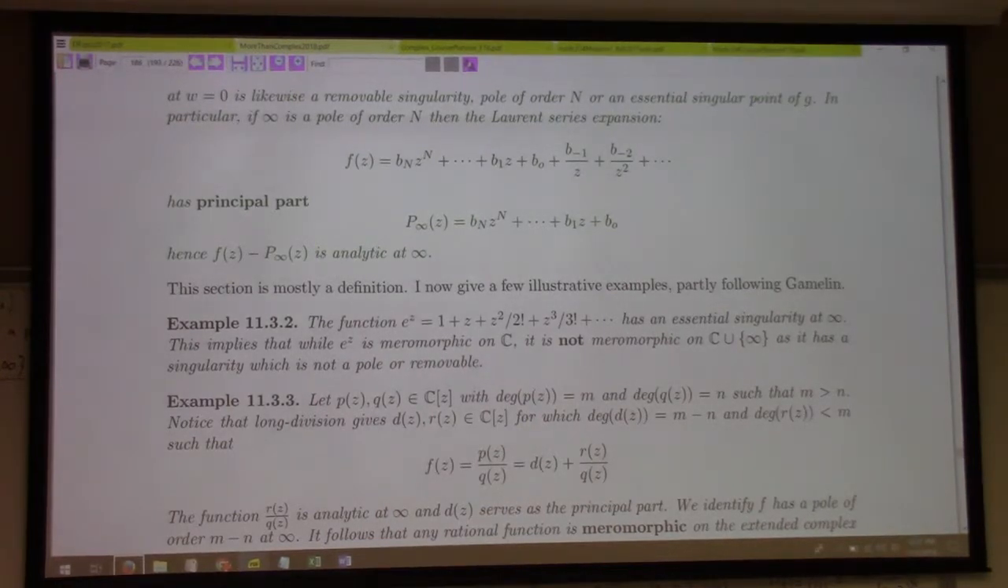Here we have p of z, q of z polynomials in the complex, degree m, degree n, respectively. I'm assuming that the degree of p is larger than the degree of q. So we can look at their quotient. The division algorithm, of course, gives us the existence of d and a remainder r, such that we can rewrite this like this. And the degree of the d is m minus n, right? And so this will form the principal part.